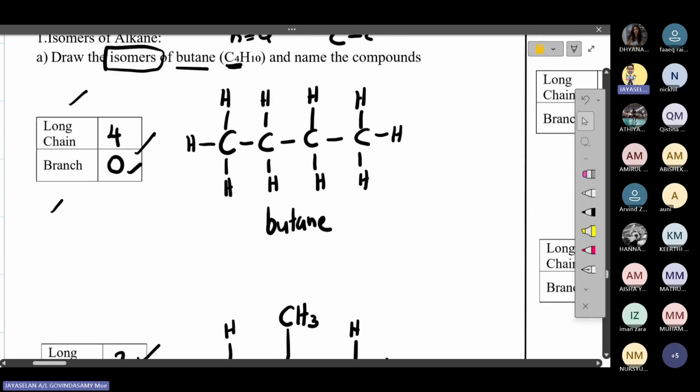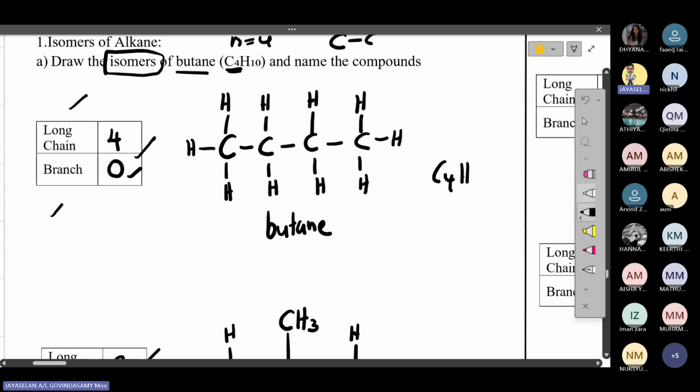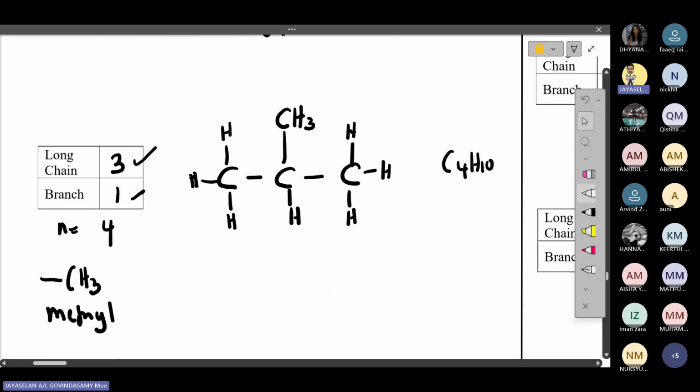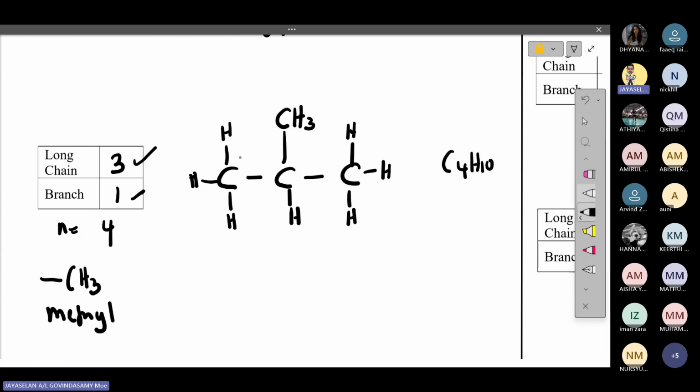Any question? So this is C4H10. Ini pun adalah C4H10. Tetapi structural formula dia different. Any question? So you guys already score 1 mark. Name this compound. Number 1, number 2. So 2 dash. What is the name of the branch?